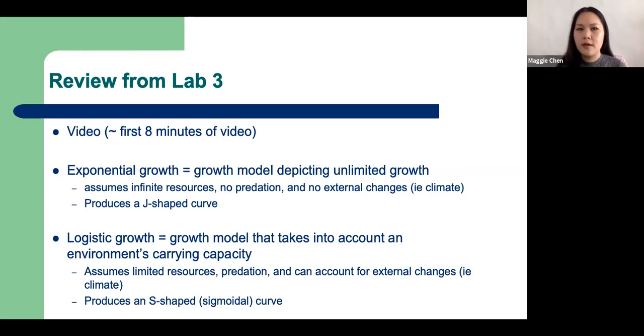So we know that that doesn't define reality, and we know that a more realistic model to look at would be the logistic growth model that takes into account the environment's carrying capacity. So our carrying capacity is limited by variables such as, again, the limits to resources, the presence of predators, and external changes like climate change. And when the carrying capacity is taken into consideration, that's when we get that S-sigmoidal shape where it starts to curve and slow down near the carrying capacity, that K, and that changes according to all these different variables too.